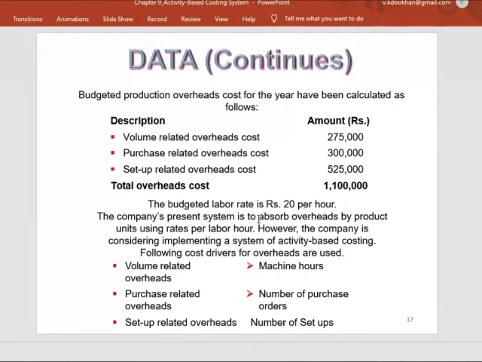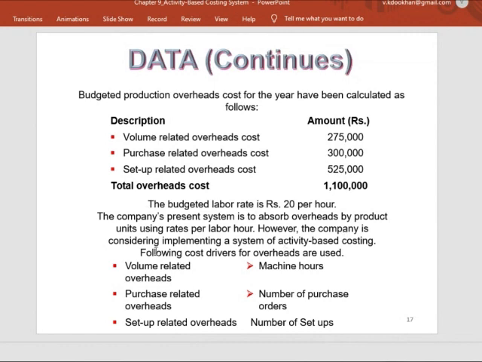The company's present system is to absorb the overhead. As I told you earlier last week, the overheads cannot be divided, because it is difficult to say for A and B whether it is half and half, 40 for A and 60 for B, or 60 for A and 40 for B. So it is difficult to divide the overhead, so what we do is absorb the overhead. Now we need a basis on which we are going to absorb. The company's present system is to absorb the overheads by product units using rates per labor hour. So they use the labor hour to absorb that overhead.